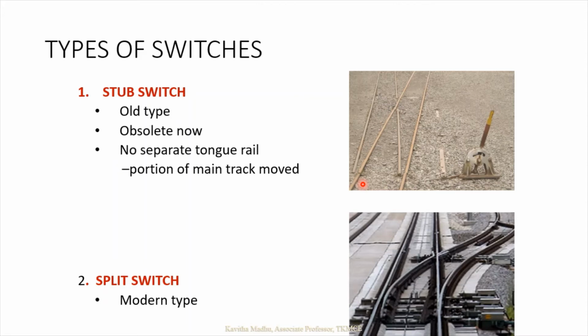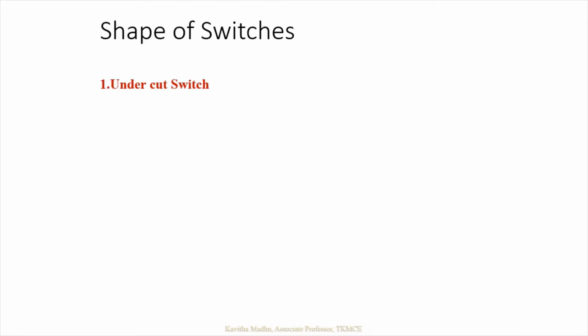Now the split switch is the common type of switch you can see, which is universally adopted, where the entire turnout is split into different sections, like there will be a tongue section, a stock rail, a heel block, then a crossing. Since it is split into different sections, it's called a split switch, and this is a modern type of arrangement. We will discuss different shapes of switch. The first one is the undercut switch.